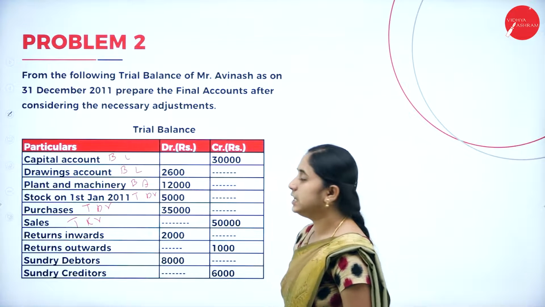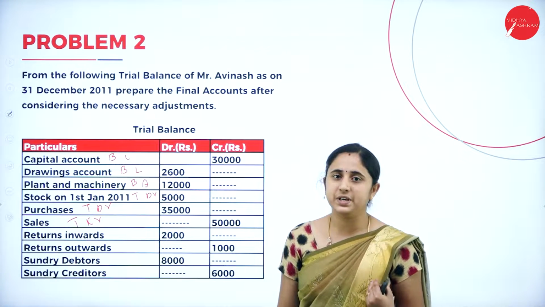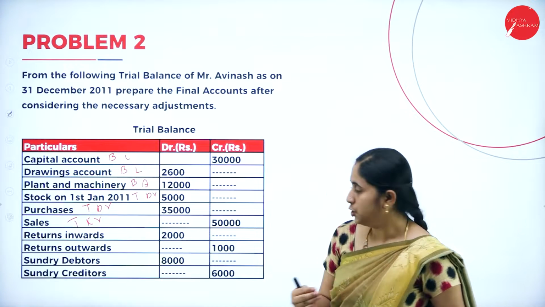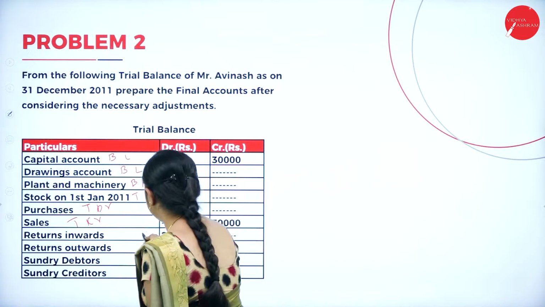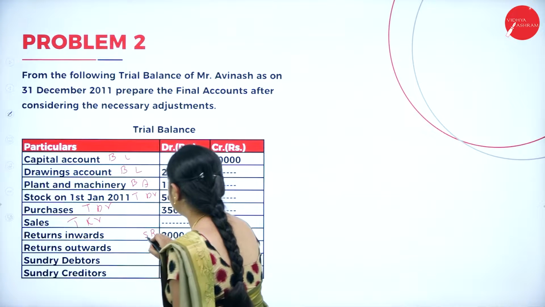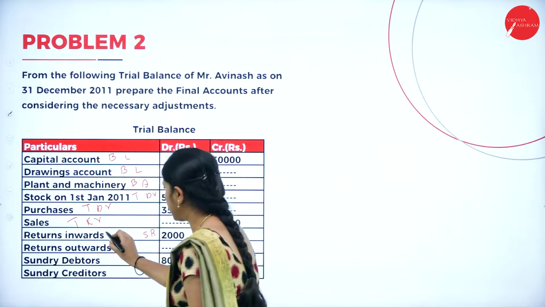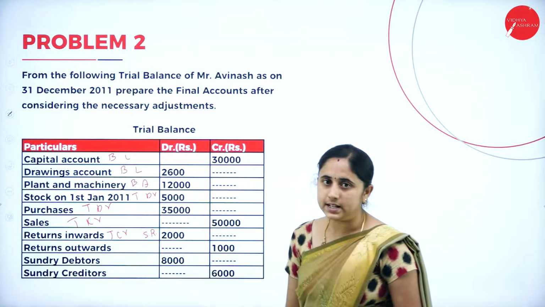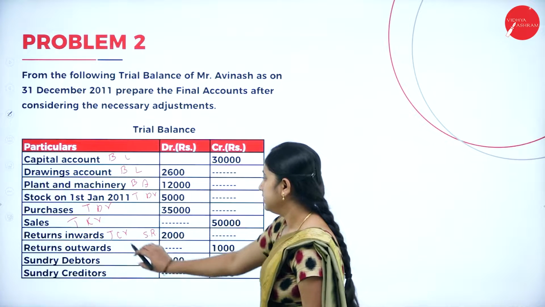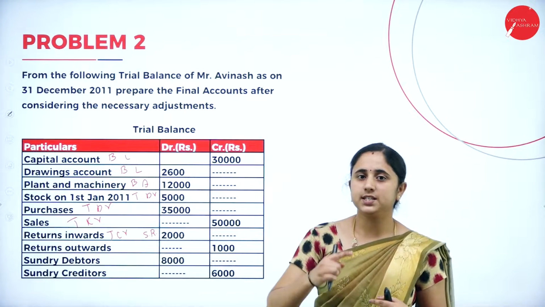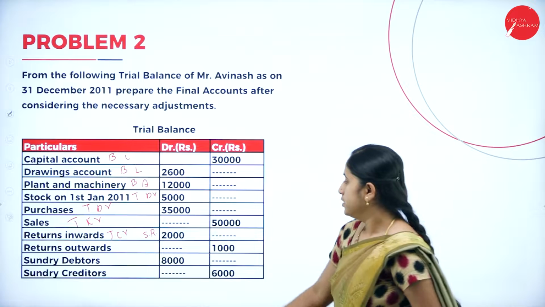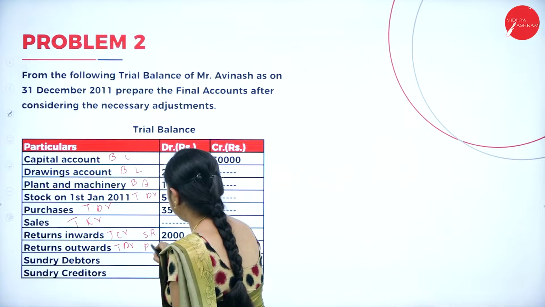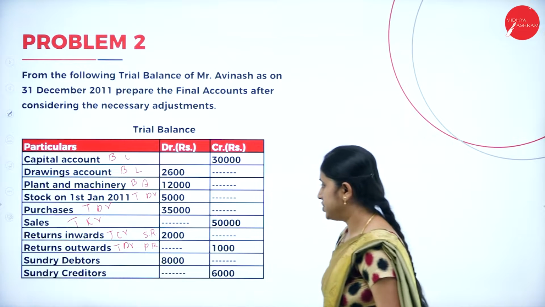Return inwards. That means return coming in. When you made a sale, then the return can come in. So that is sales return. Return inwards is sales return. Trading account credit side, you will deduct from sales. Then return outwards. After purchase you will return to the seller. So trading account debit side, this is purchase return. You will deduct it from purchase.